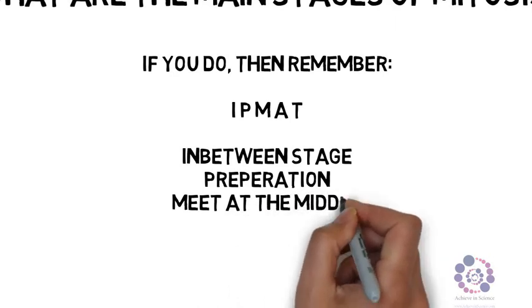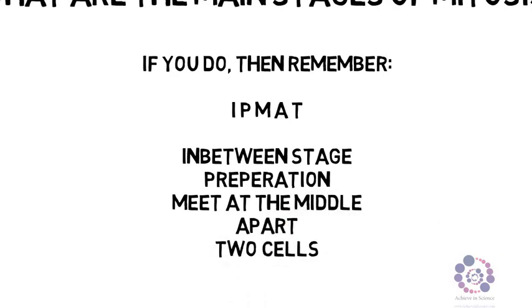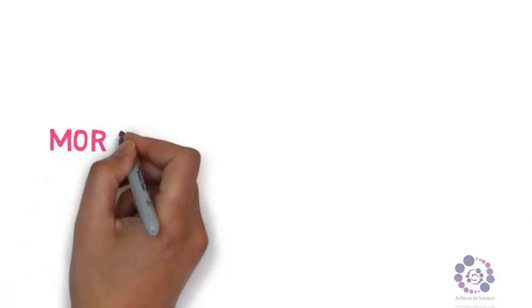IPMAT, if you go through the different stages, the first stage is where the cell is just a normal cell, it's not dividing. It then needs to prepare itself. The chromosomes then meet at the middle, where they are then pulled apart, and then two cells are produced. Then it will go back into the cell cycle where it will go into that in-between stage, where it's not dividing.